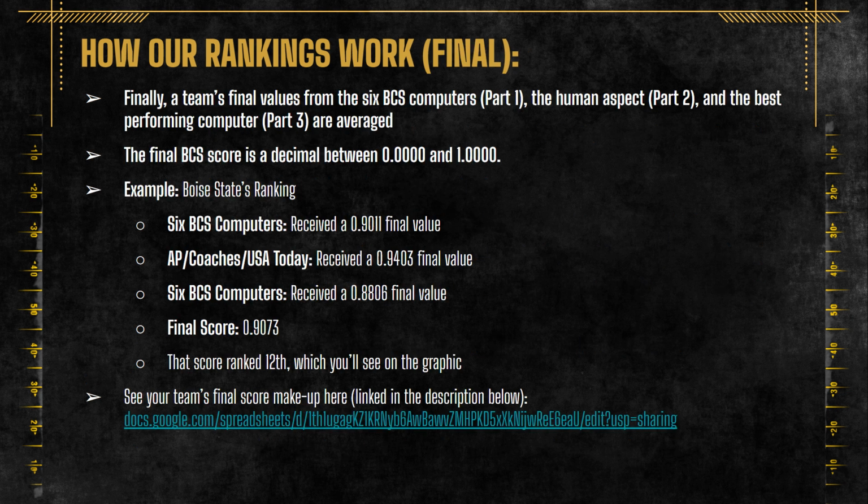And so a team's final values from all 3 parts are averaged, and so their final BCS score is a decimal between 0 and 1. And so we'll use Boise State's ranking as we have been for all 3 parts. You can see the scores that they got for each of the 3 parts, and then the final score is 0.9073, which ranked 12th compared to all the other teams, and you'll see that on this graphic.